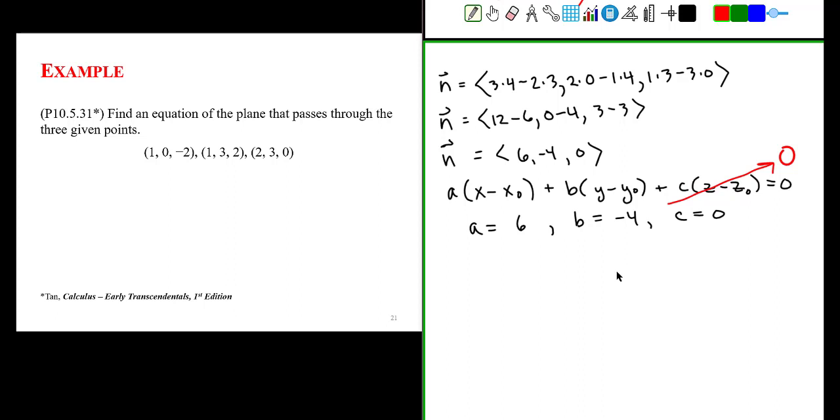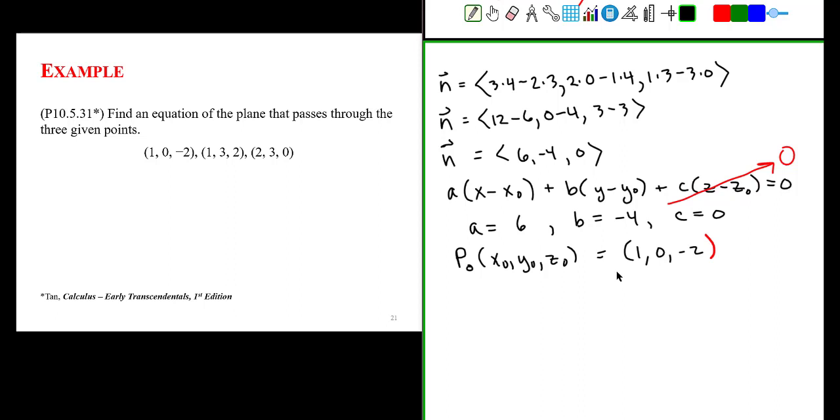Well, let's pick a point. Now we could pick point 0, but really you could pick any of these points that were given in the problem, because all we need is one point in the plane, and we know each of these points are in our plane. But I'm going to stay consistent with the notation I've been using, so I'm going to use point 0 having x naught, y naught, and z naught equal to 1, 0, minus 2.